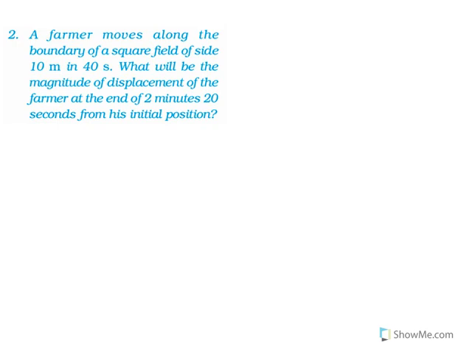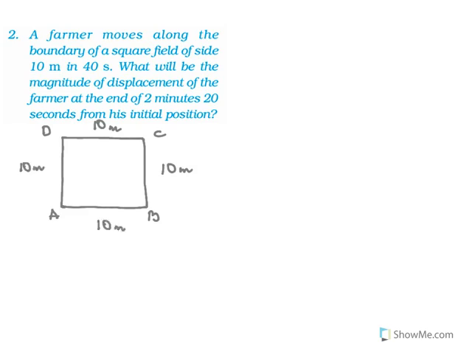A farmer moves along a boundary of a square field of side 10 meters in 40 seconds. What will be the magnitude of displacement of the farmer at the end of 2 minutes 20 seconds? So here A, B, C, D is the square field that is moving around. The side of this field is 10 meters. All the four sides are equal because it is a square.